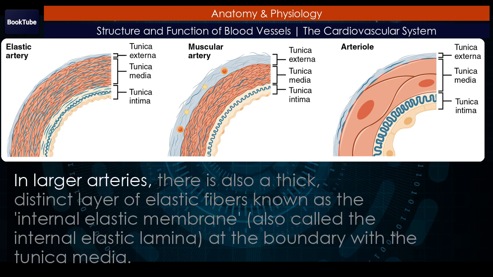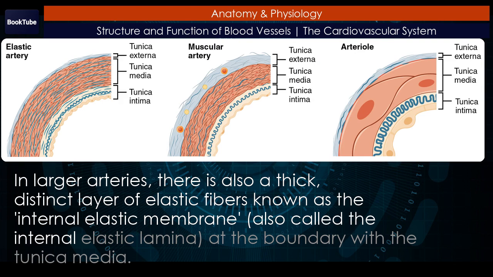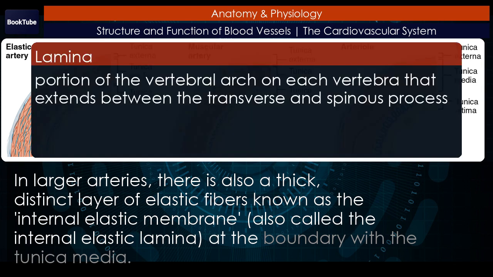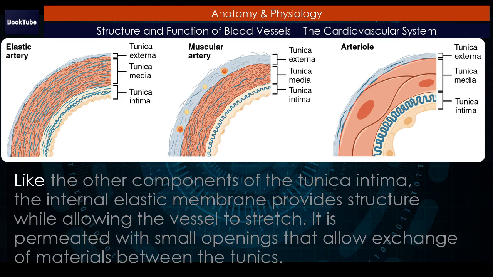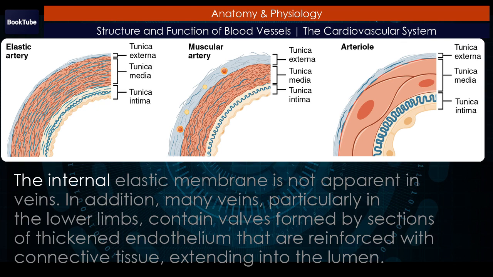In larger arteries, there is also a thick, distinct layer of elastic fibers known as the internal elastic membrane, also called the internal elastic lamina, at the boundary with the tunica media. Like the other components of the tunica intima, the internal elastic membrane provides structure while allowing the vessel to stretch. It is permeated with small openings that allow exchange of materials between the tunics. The internal elastic membrane is not apparent in veins.